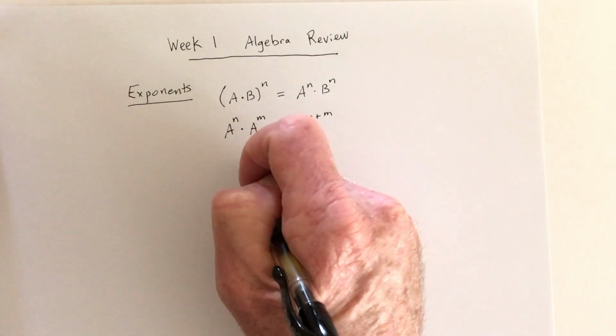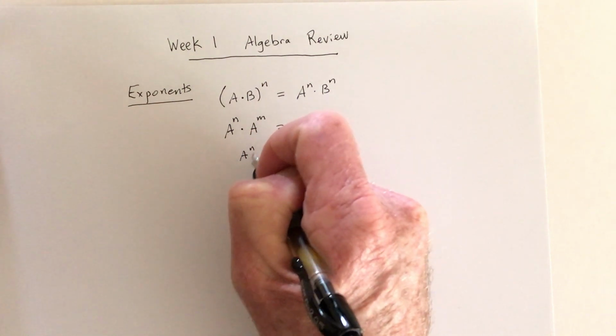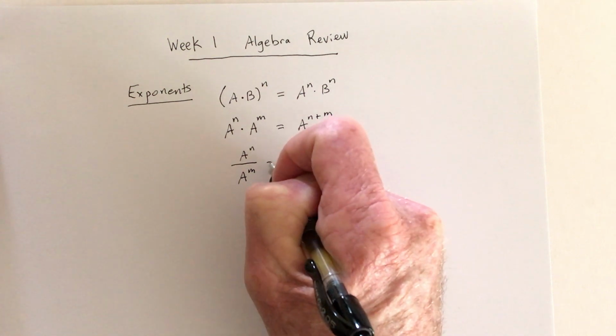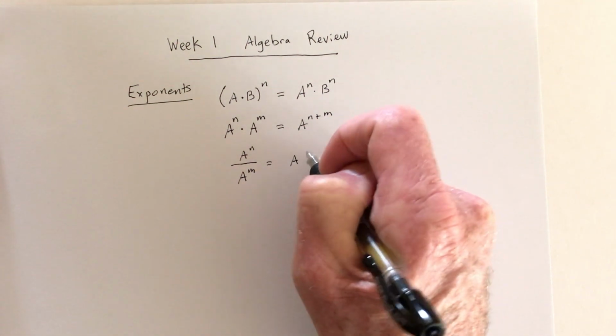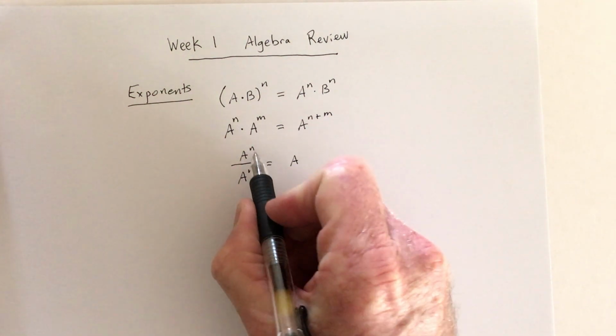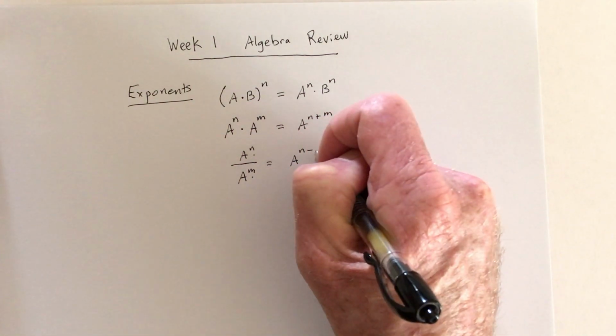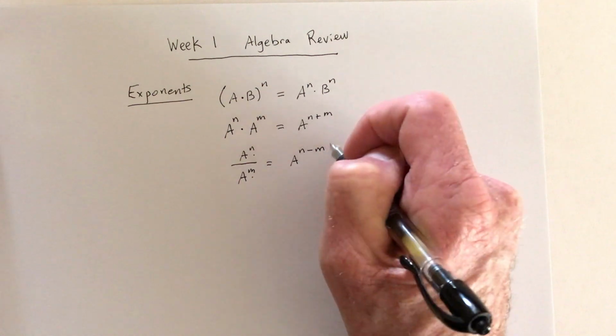Next up, what if you're dividing? So if you have a to the n, and this time it's divided by a to the m, well, then you subtract. And it does need to be the top one minus the bottom one. So it's going to be a raised to the n minus m.